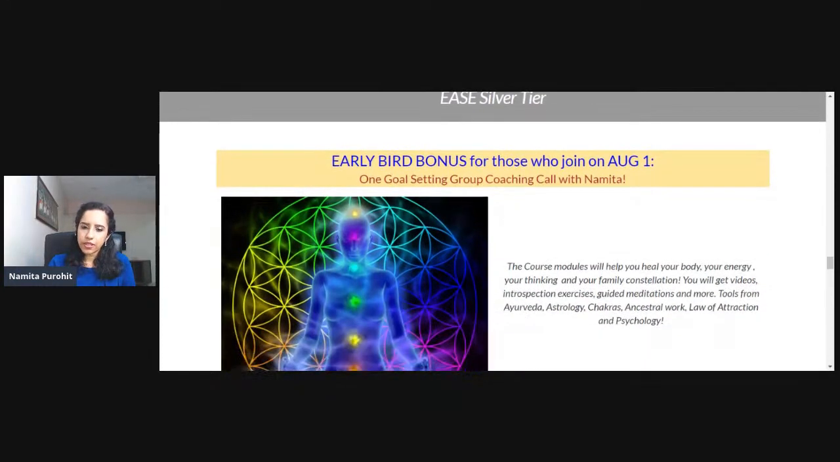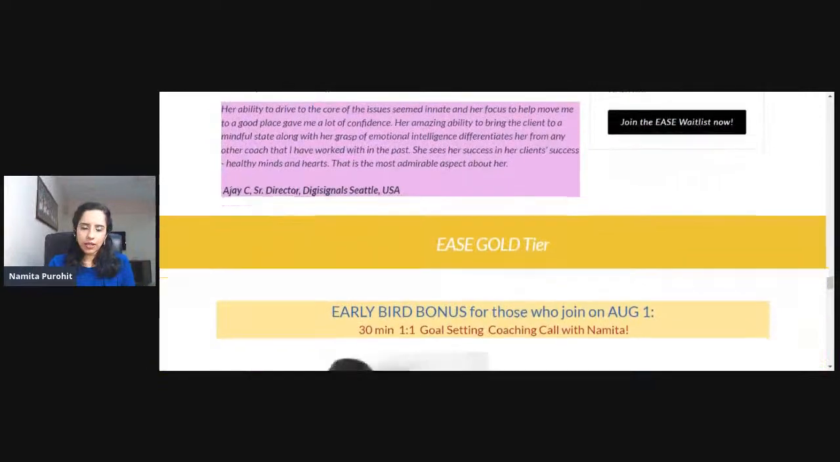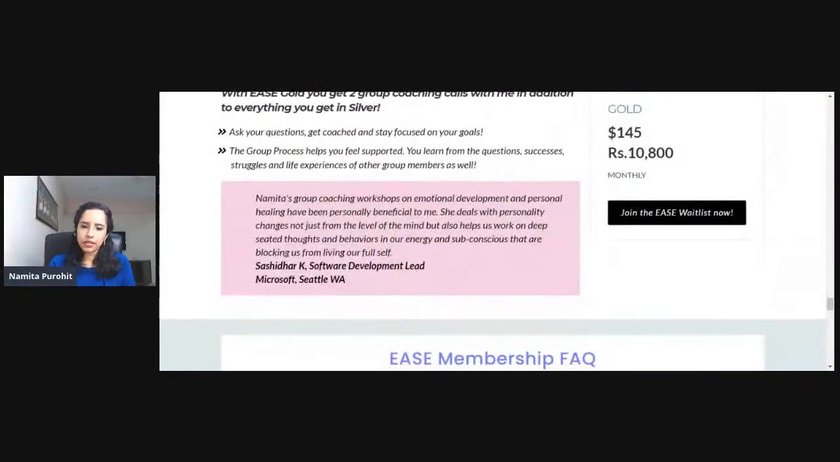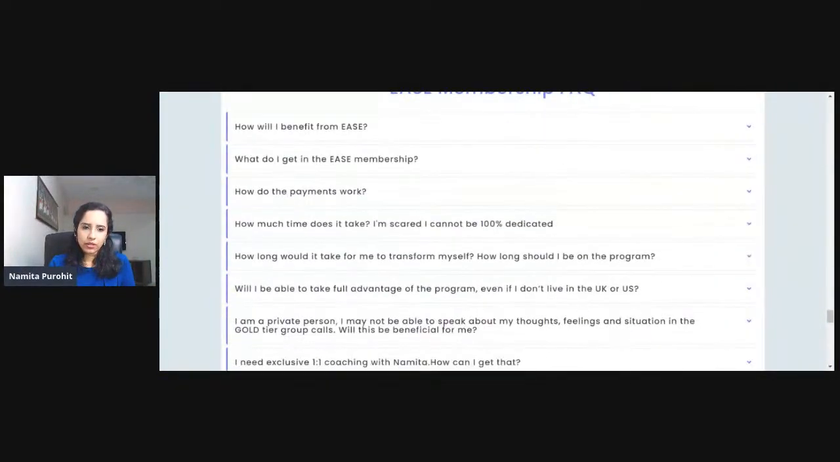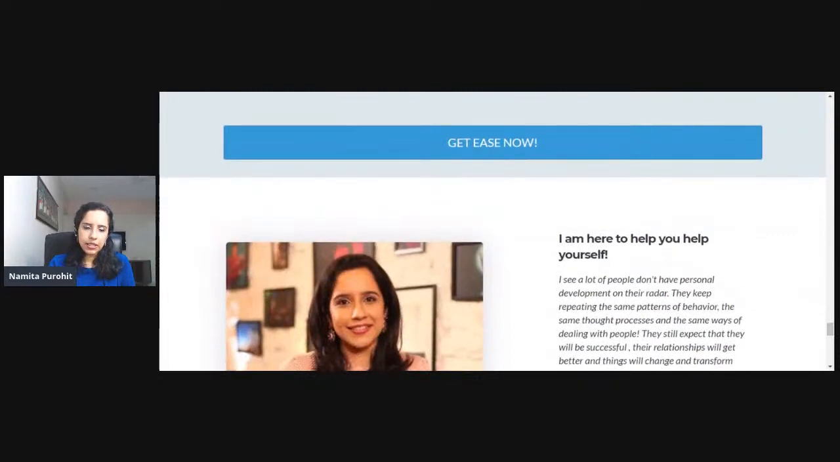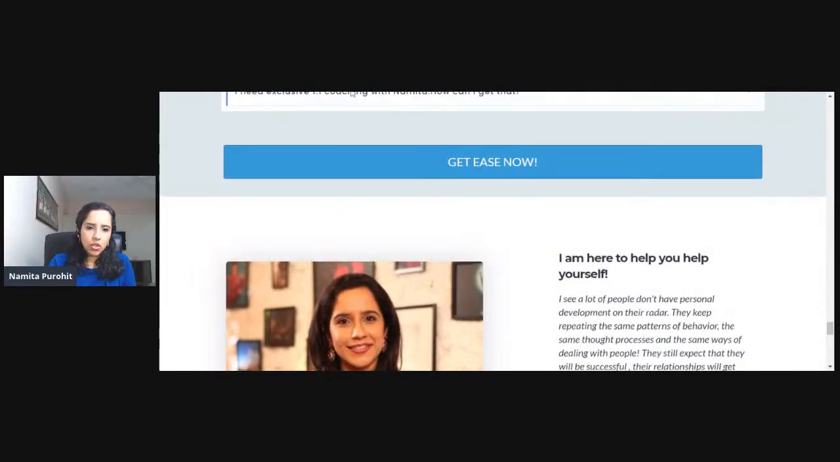So this is the silver tier, and this is all the stuff you get. This is the gold tier, and all the stuff you get. And you have an FAQ on the site as well, and so many other things. So let's get back to some questions here.